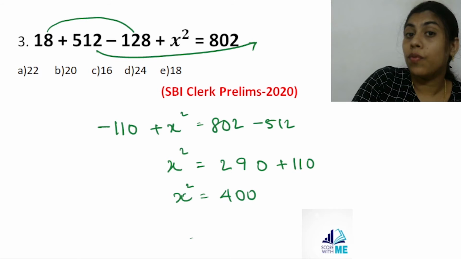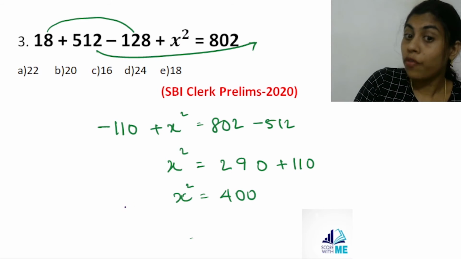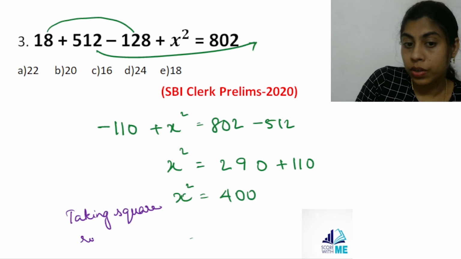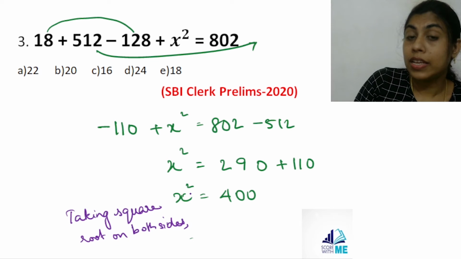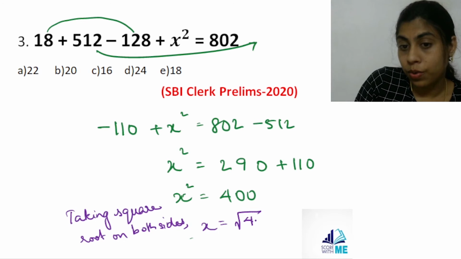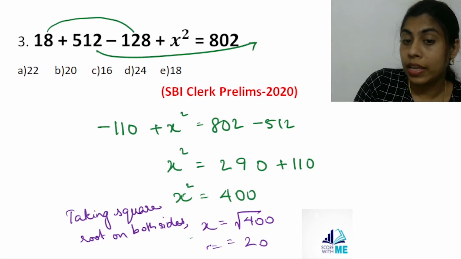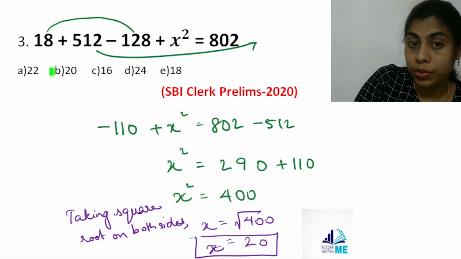We need the value of x, not of x square. So what we need to do is, we take square root on both the sides. If we take square root on both the sides, square root of x square is x, and here you have square root of 400. We know that 400 is the square of 20. Hence, x is nothing but 20. Therefore, our answer is option B, that is 20.